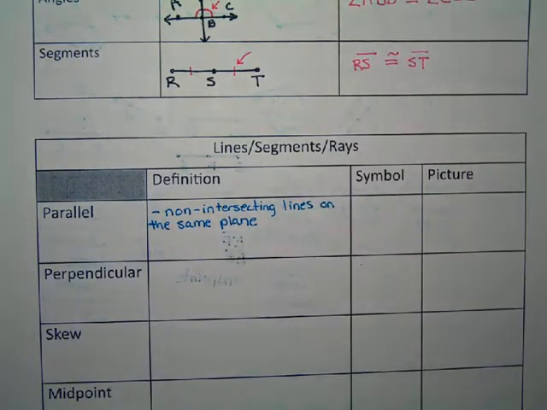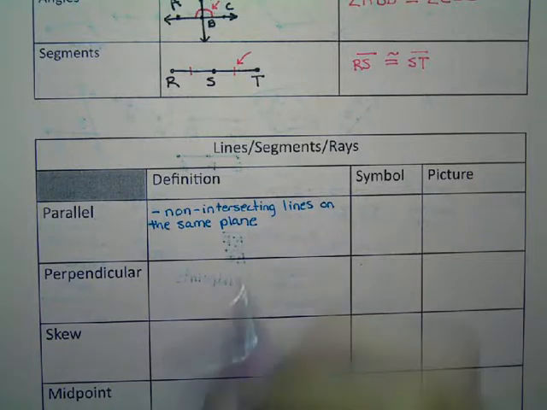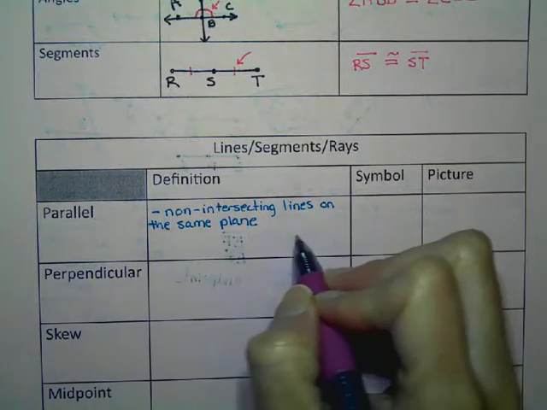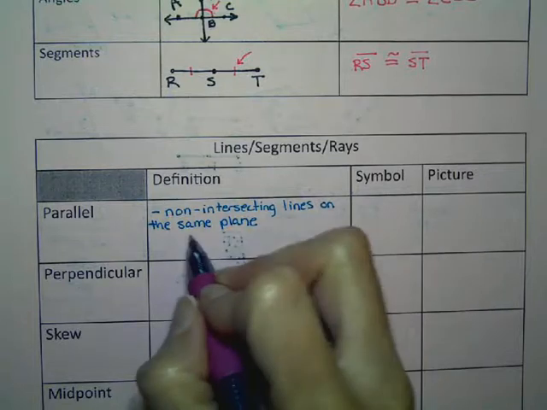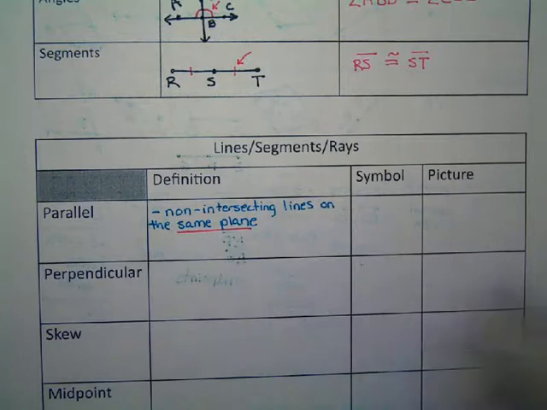You also might see something called parallel planes. Parallel planes would be planes that never intersect, so flat surfaces that never intersect. So parallel lines are lines that don't intersect, but they're on the same plane. Parallel planes don't ever intersect. That's more like a 3D. The top of a Kleenex box and the bottom of the Kleenex box would be parallel planes.